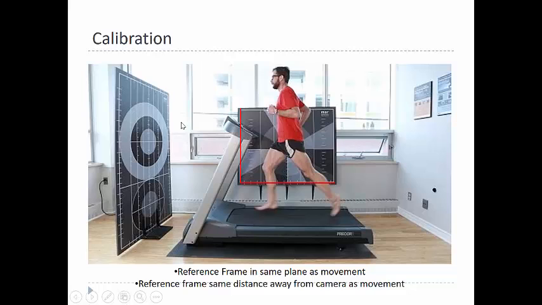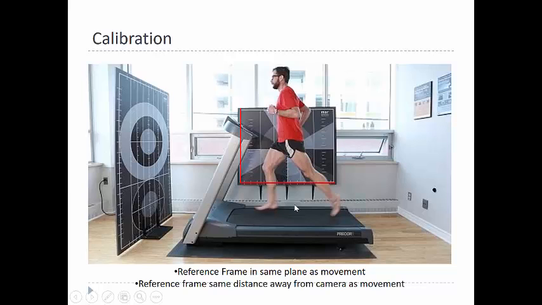We could not use this board, for instance, to calibrate. It has to be in the same plane. The board just behind this runner is in the same plane as he is moving in the sagittal plane. However, the board in front of the runner is perpendicular to his plane of motion. And in this instance, it would be suitable if we wanted to record in the frontal plane.